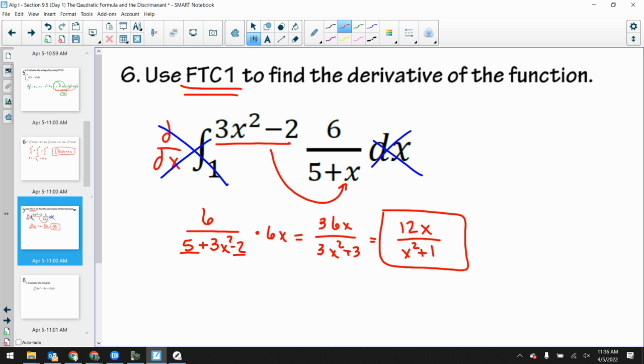So whenever you see "use FTC1," it's just reminding you, okay, don't forget the derivative of an integral will cancel each other out because they're inverses of one another. And also don't forget to use the chain rule when you find the derivative of the integral: you apply what you're going to in your integral, and you have to take the chain rule to that.